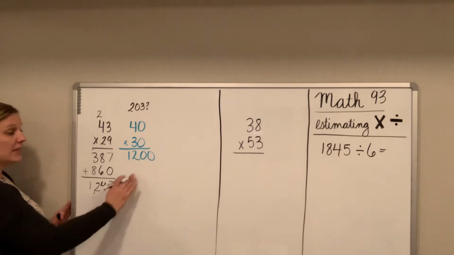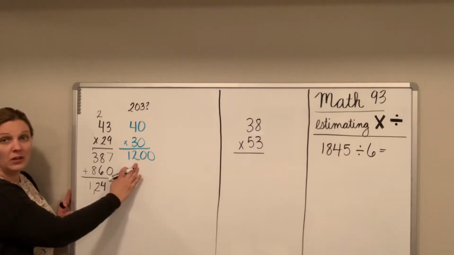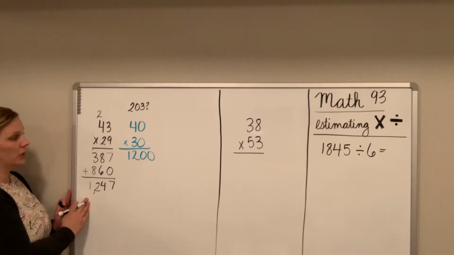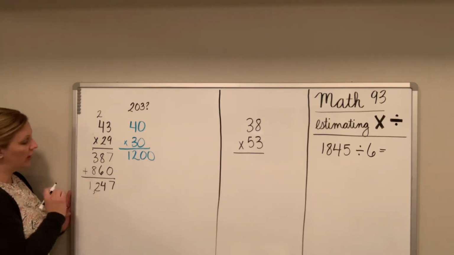1,247 is the actual. Is 1,200 close to 1,247? Yes, it is. So that would be a reasonable answer. So we did it correctly.